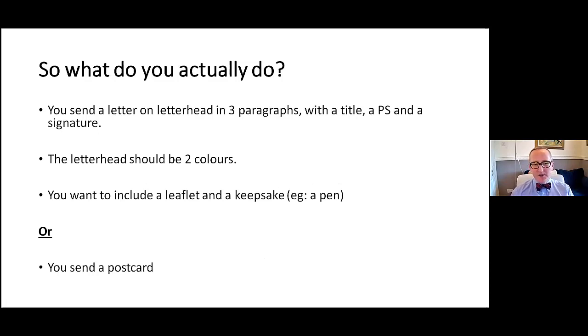I believe there's two ways of doing this, although, as I say, I have done some other pieces over the time. I think you either send a letter on letterhead in 3 paragraphs with a title and a PS and a signature. I think the letterhead needs to be in 2 colors, and I think you want to include a leaflet and a keepsake. Or you send a postcard, which neatly leads me on to the best piece of direct mail you can possibly do, which is postcards. Now, this is massively time consuming if you're going to do this with postcards, not the version that I'm showing here.